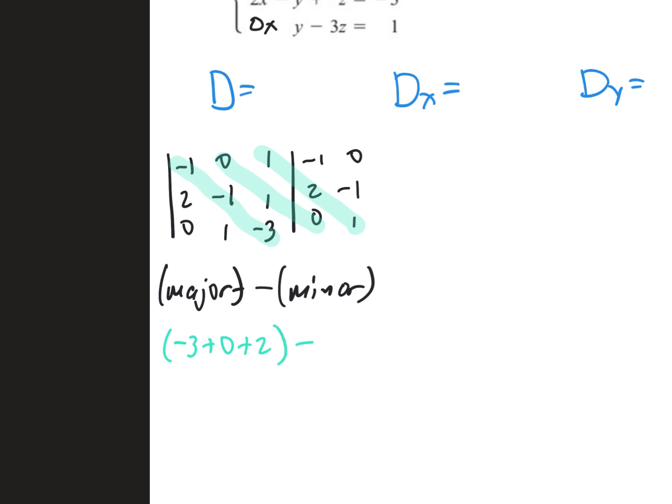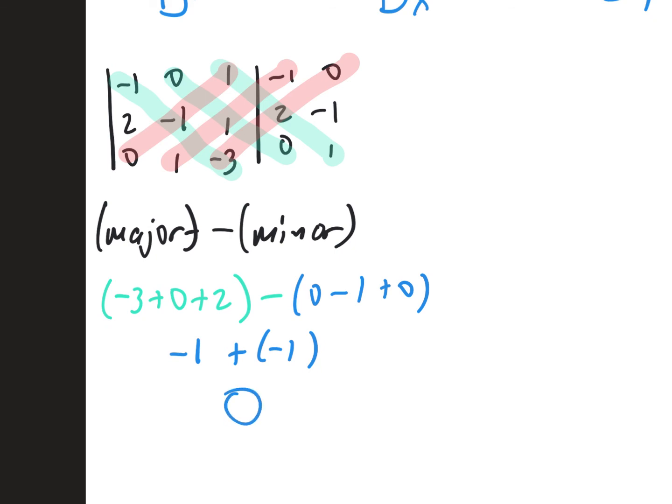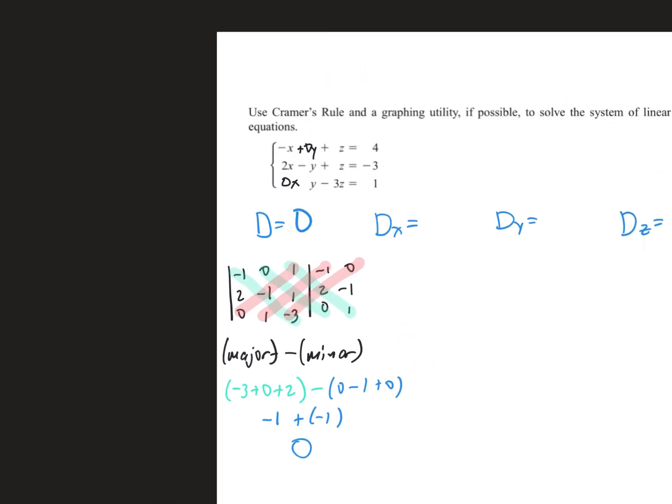Okay? Minus, let's do the minors. There, there, and there. So 0 times negative 1 times negative 1 is 0. 1 times negative 1 is, whoops, I don't know why I put a comma, negative 1, right? Minus 1. And then negative 3 times 2 times 0. Plus 0. All right, so simplify. What's negative 3 plus 2? Negative 1 plus negative 1. I get what? 0. So my determinant is 0.